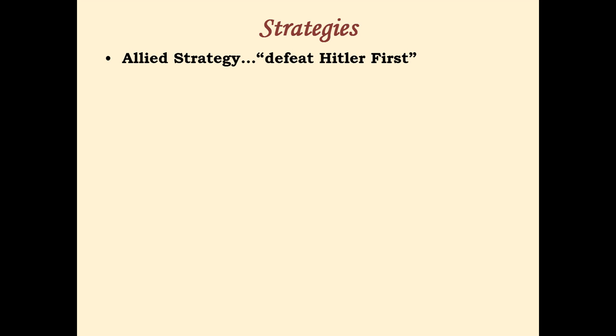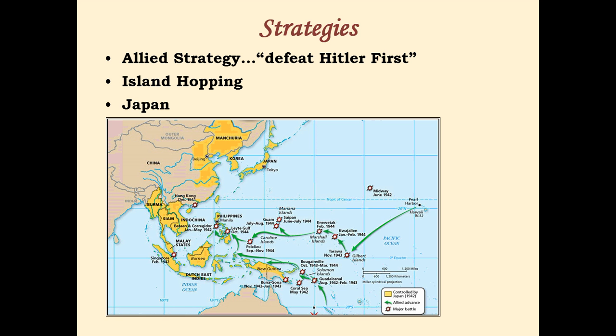Alright, strategies. The Allied strategy was to focus on Europe, and it was called Defeat Hitler First. In the Pacific, the strategy of the United States was island hopping, and you can see the green arrows. Now let's first talk about Japan's strategy.